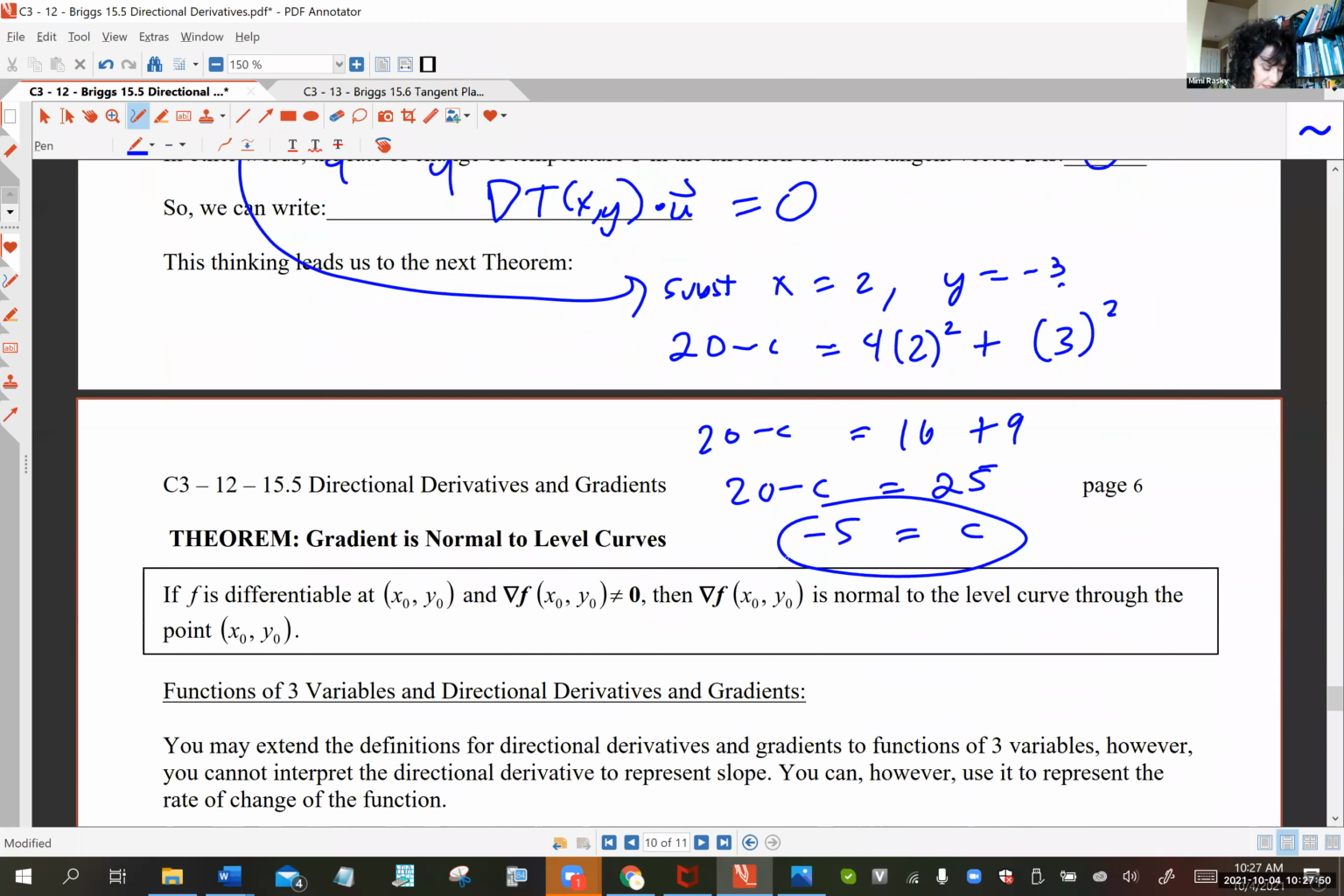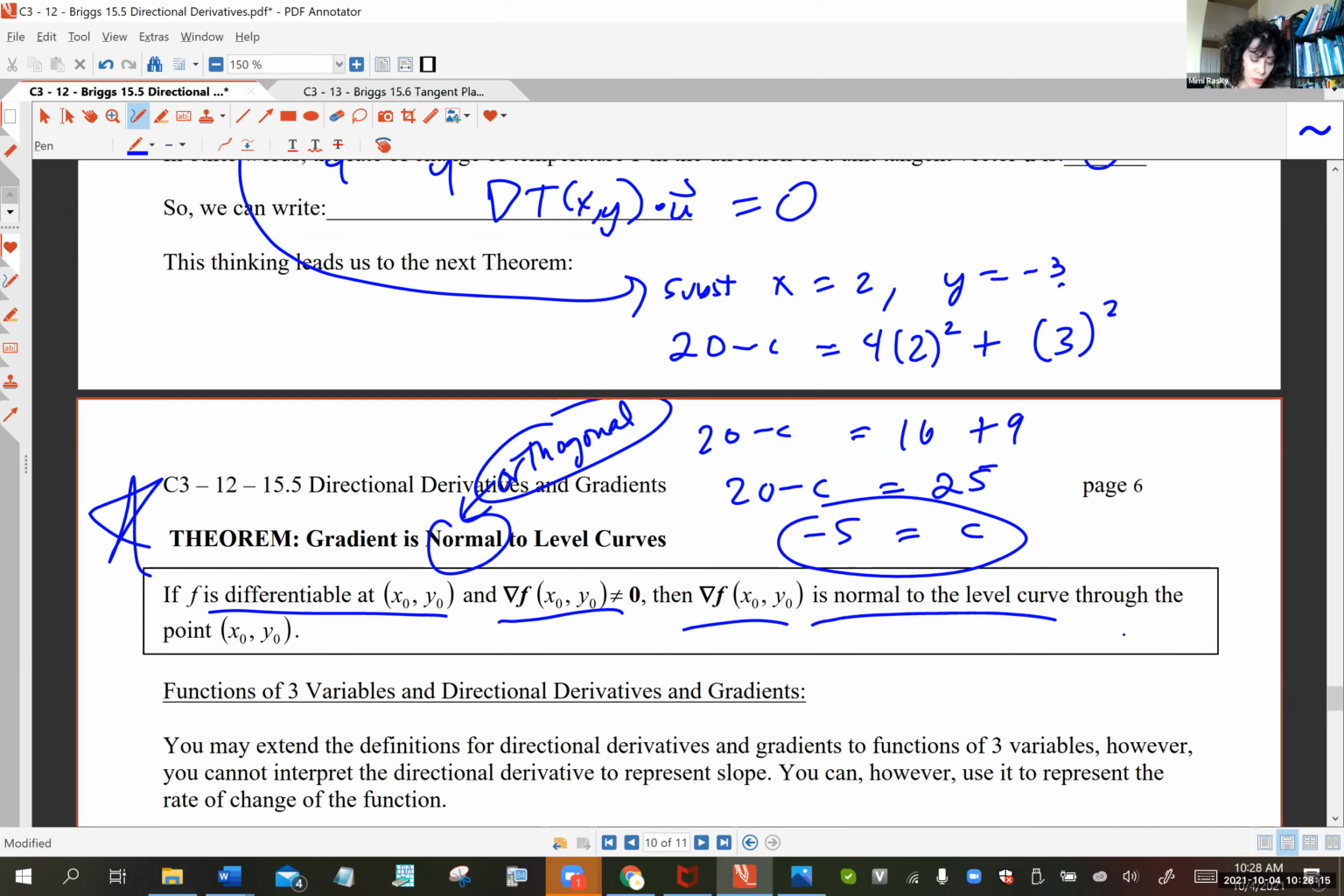And that's going to lead us to the next theorem. Big theorem here. Put a star by it. A gradient is normal. Normal means orthogonal, okay? Well, why don't they just say orthogonal? They use normal kind of loosely a lot of times. It's orthogonal. So here it is. If f is differentiable at some point and the gradient is not the 0 vector, then you're guaranteed your gradient is normal to the level curve. Cool.